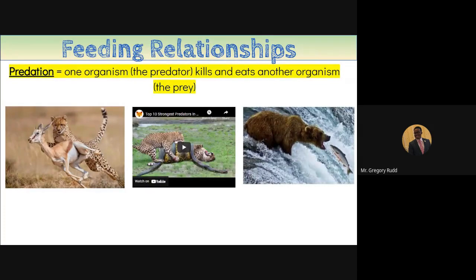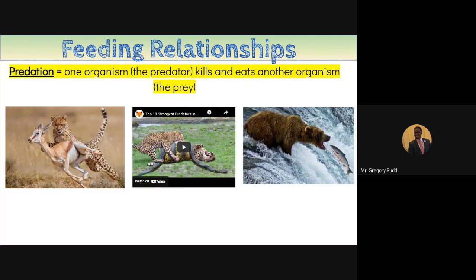Then we talk about feeding relationships. So the previous type of relationship we talked about were called symbiotic relationships. Feeding relationships, of course, are when one organism is extracting energy from eating another organism.